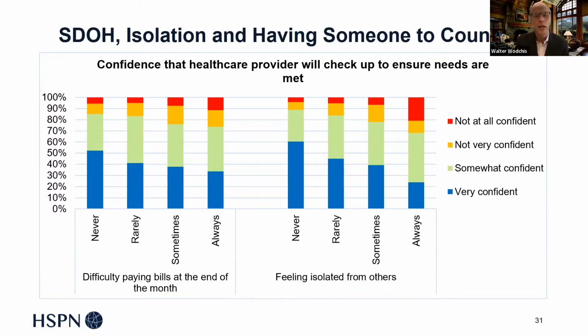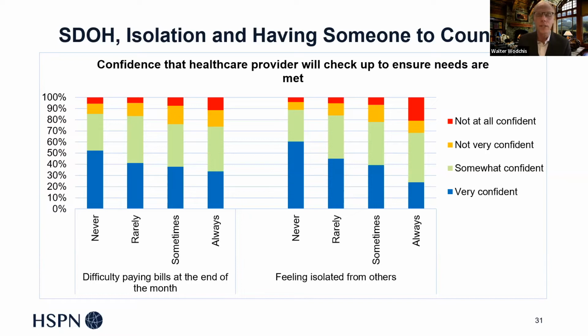And people who feel that they are always socially isolated have a lot less confidence that their healthcare provider is going to be checking up to ensure that their care needs are met. I don't know whether that's perception or just their ability to stay in touch and feel reassured, but it is certainly a perception that people have. So again, access to care was not as much of an issue, but the experience of having someone to count on was more of an issue here.